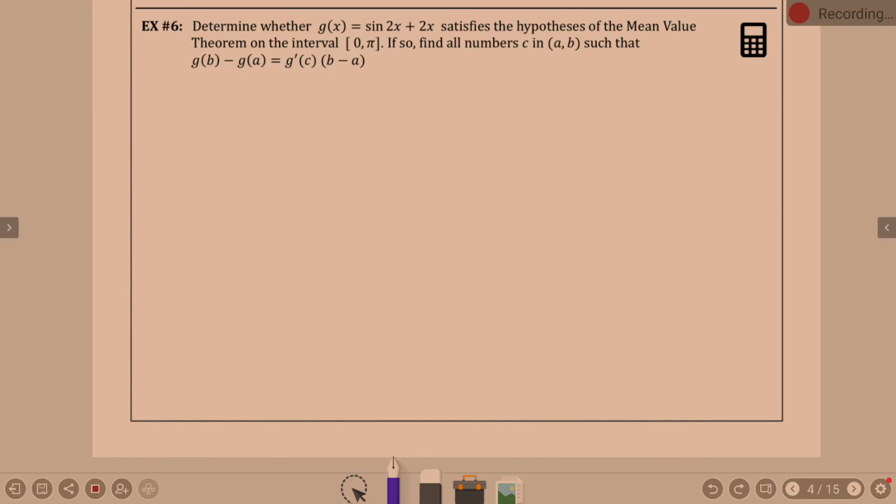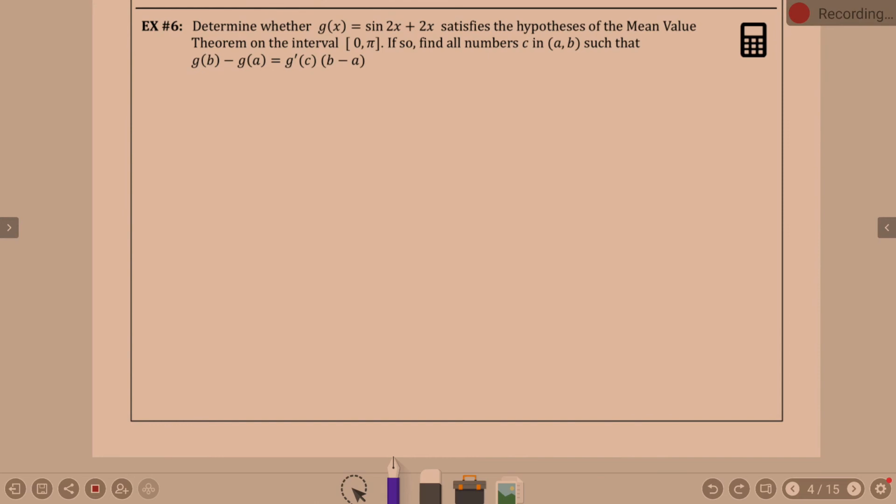Determine whether g of x satisfies the hypothesis of the mean value theorem on the interval 0 to pi. If so, find all numbers c on a to b such that g of b minus g of a equals g prime c times b minus a. Which, can you guys see what this is right here? First of all, there's a couple different ways I can point this out.